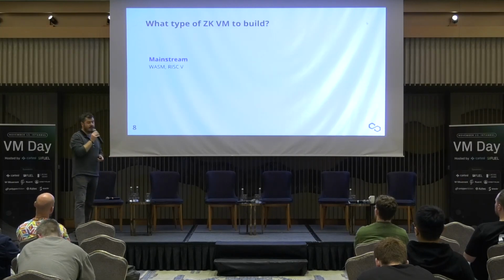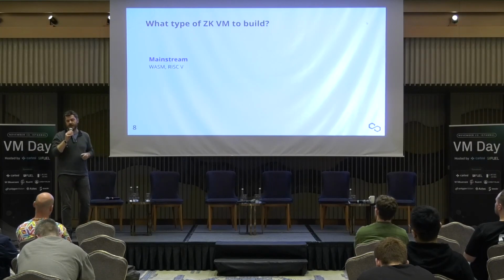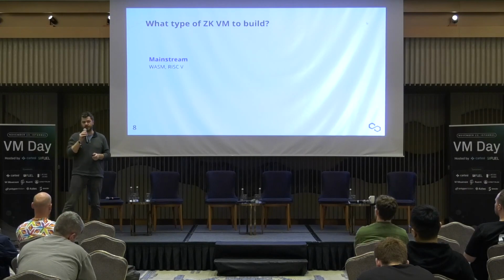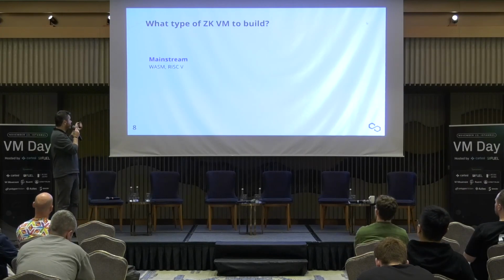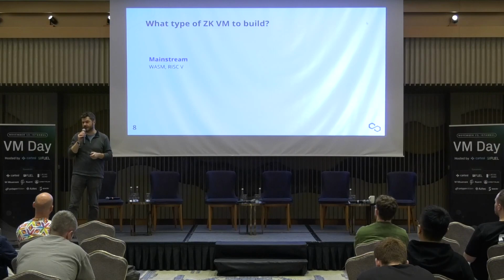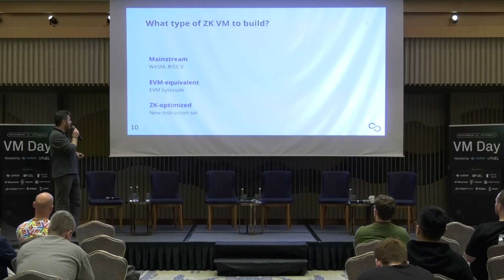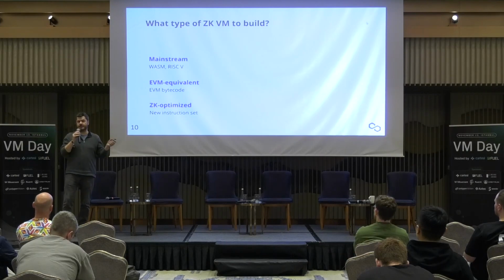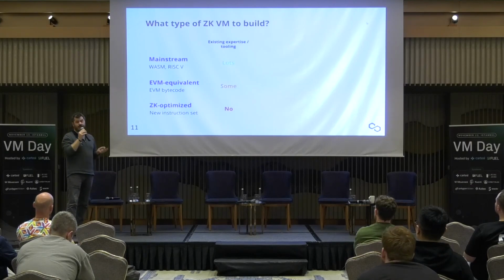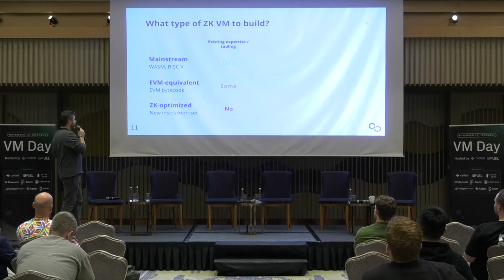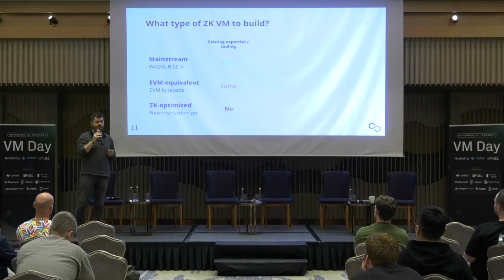All right, one of the things that we want to answer when we build a ZK VM, or I guess any VM in general, is what instruction set we want to support. One option is to choose something mainstream, RISC-V, or you can choose WebAssembly. The other option is to say we're going to be EVM equivalent. And then the other one is we can build something that's ZK optimized, or maybe specifically optimized for some other use case. And then there are a set of trade-offs that come with each choice. So for example, if you choose tooling, if you go with something that is mainstream, you have a ton of tools available.